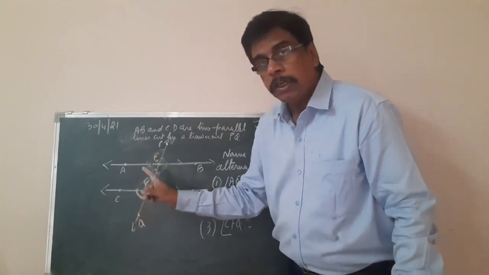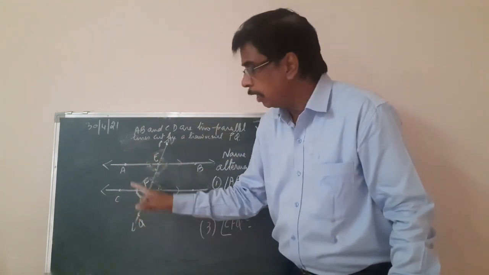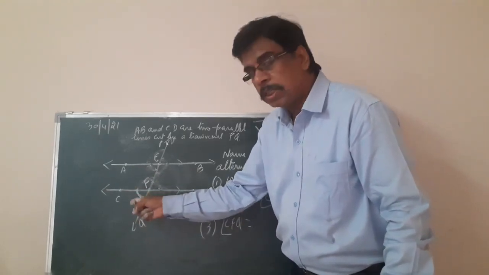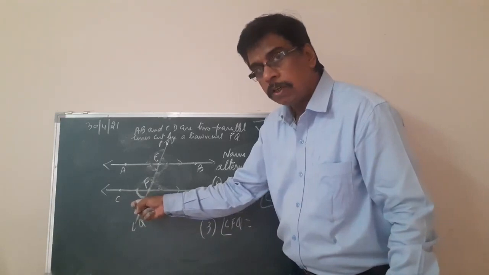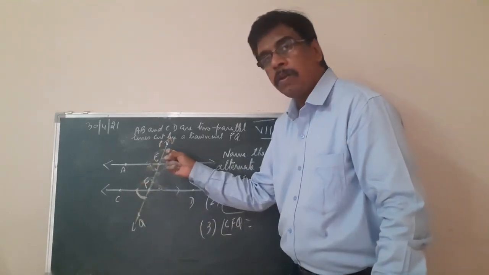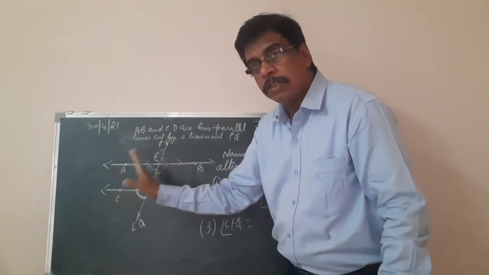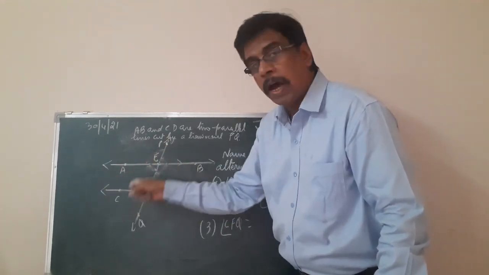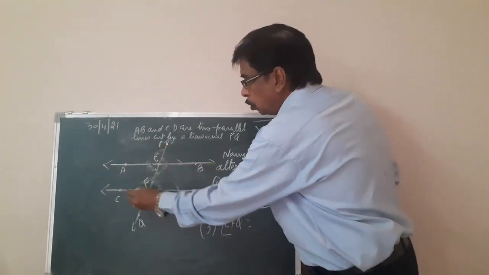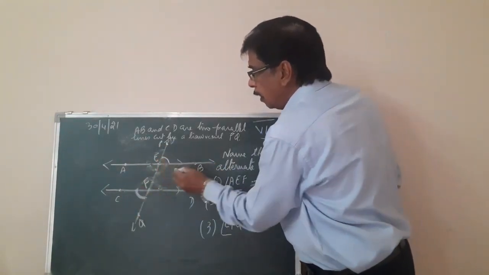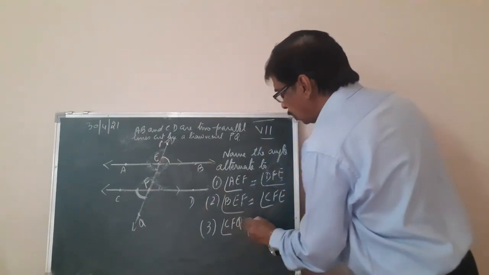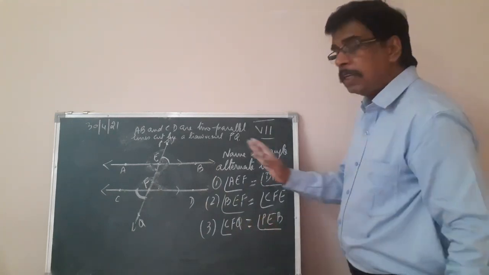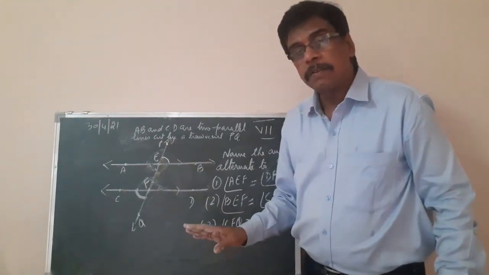So now alternate exterior angle to CFQ. Alternate to this angle. It is exterior. So alternate will be this one. Why? Because they have different vertices. They are on different sides of the transversal. And both are exterior. So alternate exterior to CFQ will be this angle, that is PEB. That is equal to angle PEB.